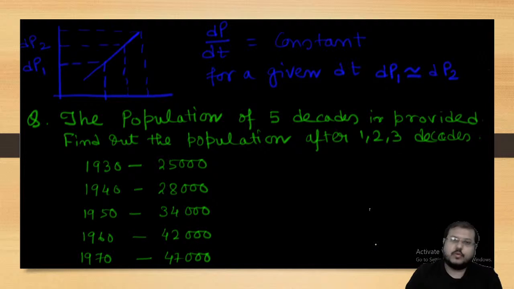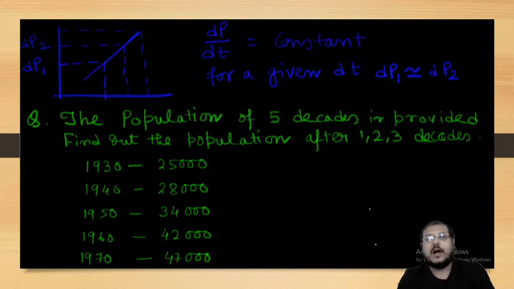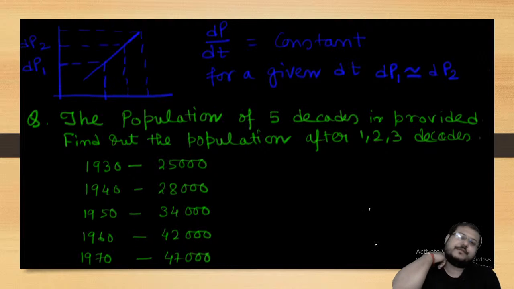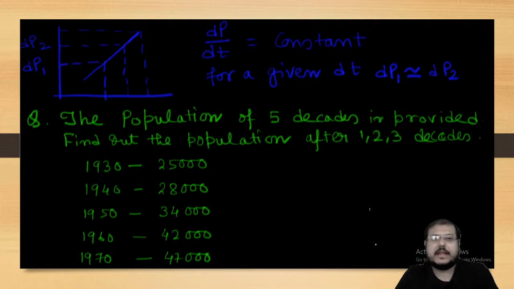Now, I've done one problem statement to show you how we should proceed for this arithmetic mean method. The population of 5 decades is provided, and find out the population after 1, 2, 3 decades. The 5 decades provided: 1930, 25,000; 1940, 28,000; 1950, 34,000; 1960, 42,000; 1970, 47,000.